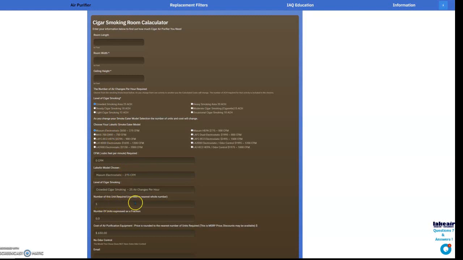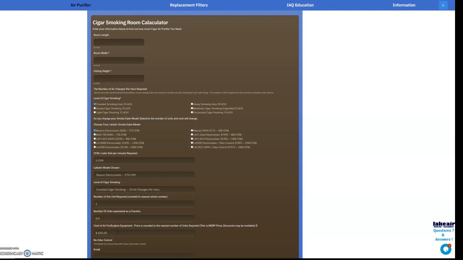The number of units required to the nearest whole number. So if the calculation comes out to 1.49 units to get that amount of CFM, 1.49 would be displayed as 1, 1.51 would be displayed as 2. So it's rounded to the nearest whole number. Then we have the number of units expressed as a fraction. The idea here is that you can see if the unit you've picked, you're only using, for instance, 6/10 of its capacity, it would be 0.6.